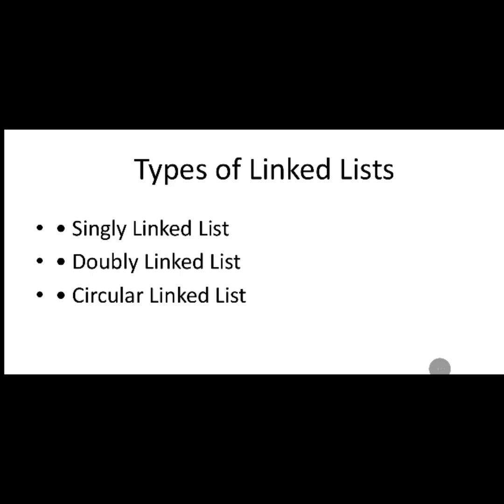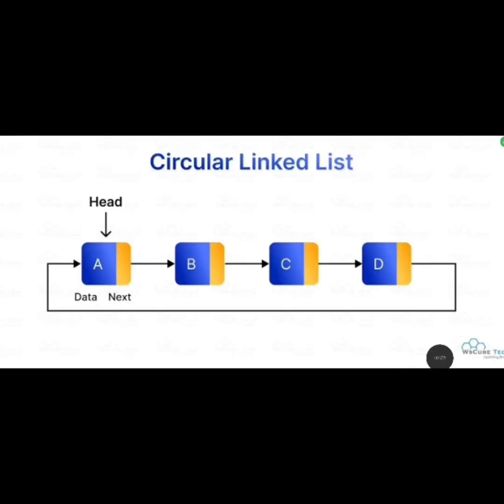Then the third type is circular linked list. Here the last node points back to the head, that is, it should form a circular structure, and that type of linked list is called a circular linked list. Let us see the structure of circular linked list.